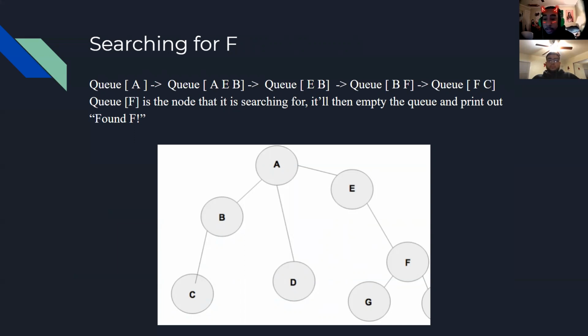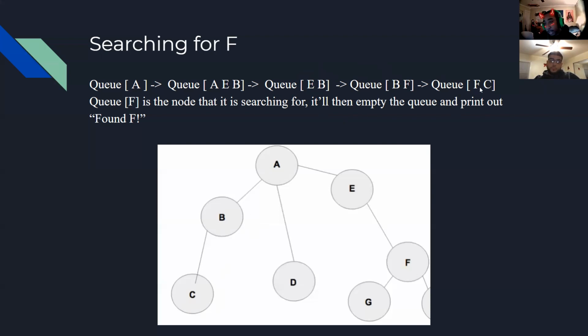And then it'll ask E, since E is first, it'll ask E if E is F. E is not F, so it's gonna then input the child of it at the end. So the child of E in this example is F, so F is then inputted at the end, and then it's gonna dequeue E and move on to B. Moving on to B, it's gonna ask, is this F? It's not F, so it's gonna input the child to the end, and it'll dequeue B.